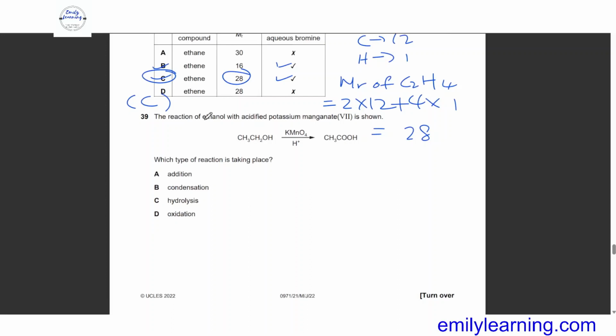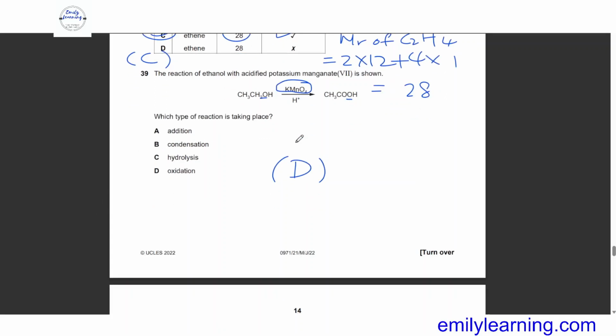Moving on to question 39, the reaction of ethanol with acidified potassium manganate(VII) is shown. So ethanol forms ethanoic acid, and this is an oxidation reaction because the number of oxygen has increased, the number of hydrogen has decreased. Or you can look at it as this is an oxidizing agent, so it will oxidize ethanol to form ethanoic acid. So in other words, this reaction is basically an oxidation reaction.